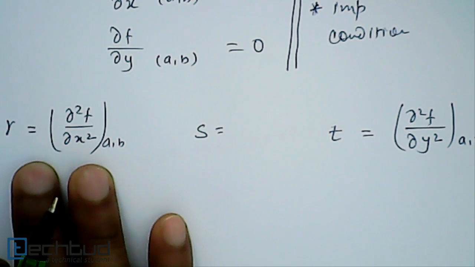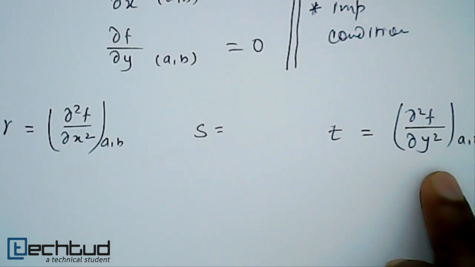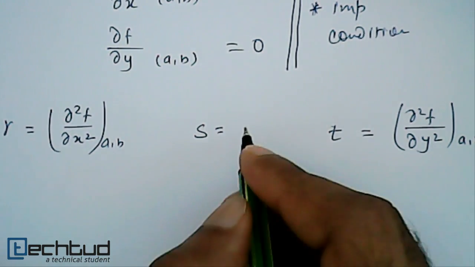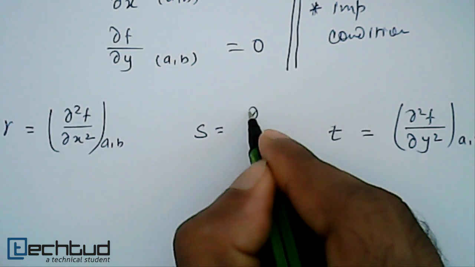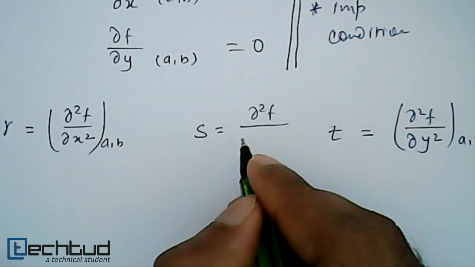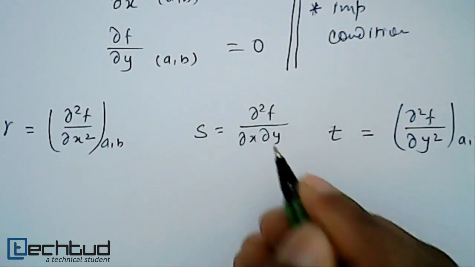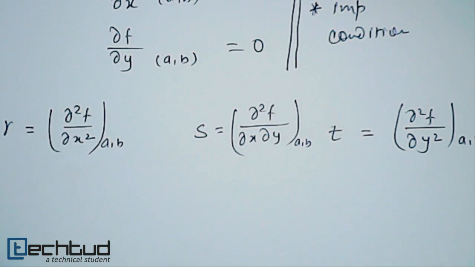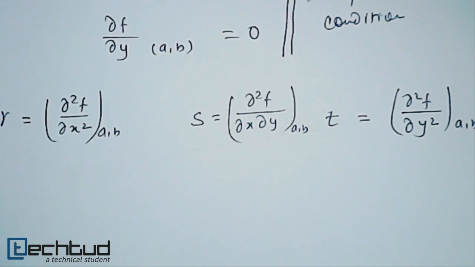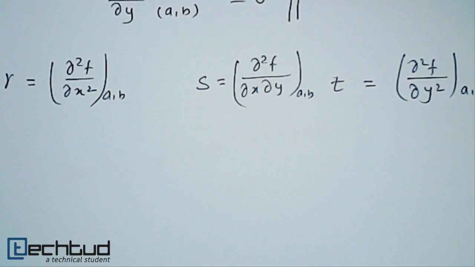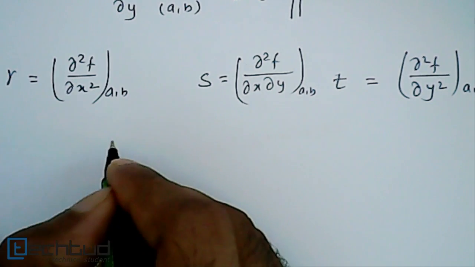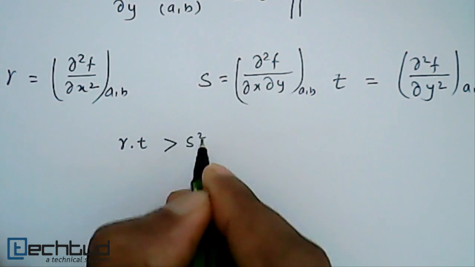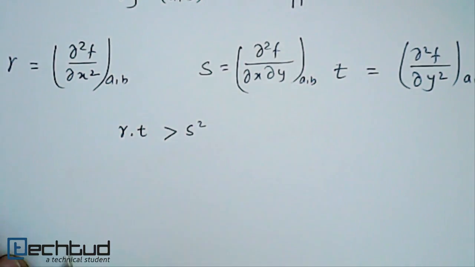And s is what? Here r is double differentiation with respect to x only, t is with respect to y only. Here it will be with respect to y and x both. So s will be equal to del square f upon del x del y, at the same point A and B. Fine. So these three things we will calculate, and then we will check whether r into t is greater than s square.